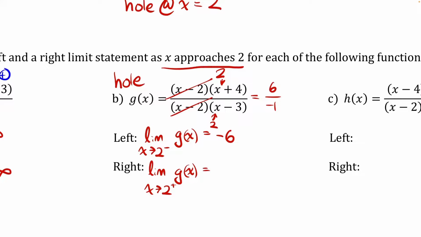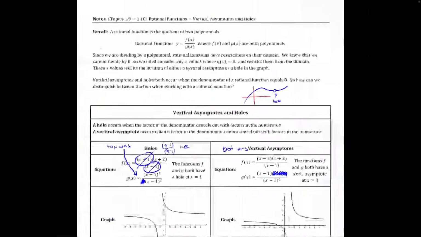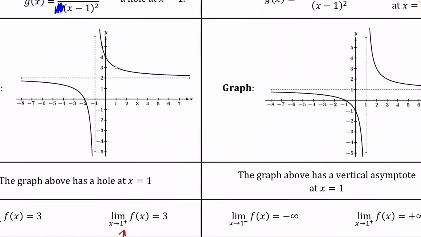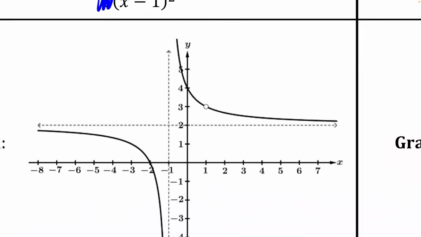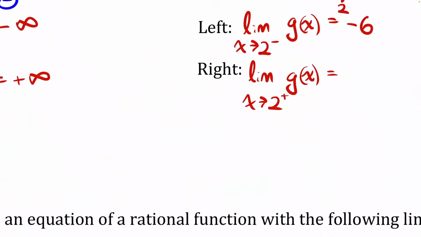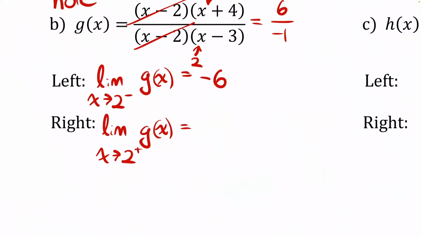And guess what happens when I plug in 2, but on the right side? It's the same value. Because on that front side, we saw that if I have a hole, they don't shoot off to different sides. They always approach the same height. When I approach from the left, I have the same height of 3. When I approach from the right, I have the same height of 3. The height does not change for a hole. It's the same value for the height. So over here, I'm going to come down here and say it's the same height of negative 6.